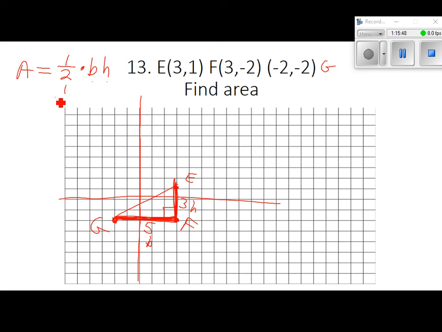We just plug into this formula. 1/2 times 5 times 3. If you don't like the 1/2, change it to 0.5. 0.5 times 5 times 3. Doesn't matter how you do it. 5 times 3 is 15. 0.5 times 15 is 7.5. So the area of that shape is 7.5 units.